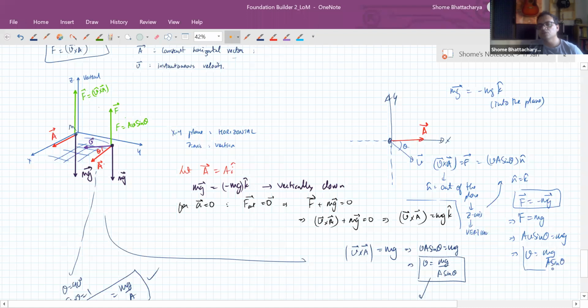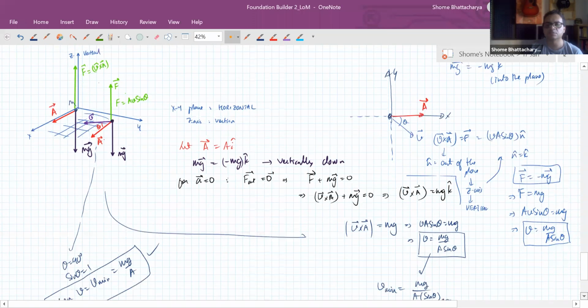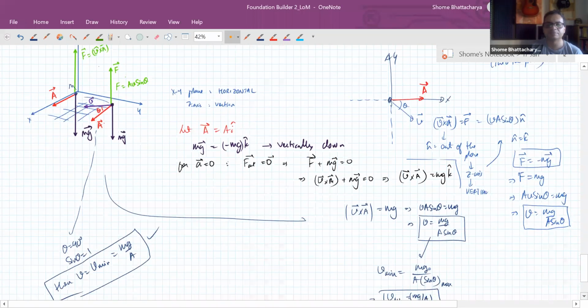Now the question is asking what is the minimum speed with which I should project so that the acceleration is zero. So for the minimum condition, I should select my theta such that V comes out to be minimum. So I should select my theta to be 90 degrees. So sine theta in the denominator becomes maximum. So my magnitude of velocity becomes minimum. So that's how I'm getting the minimum speed of projection to be mg by A.